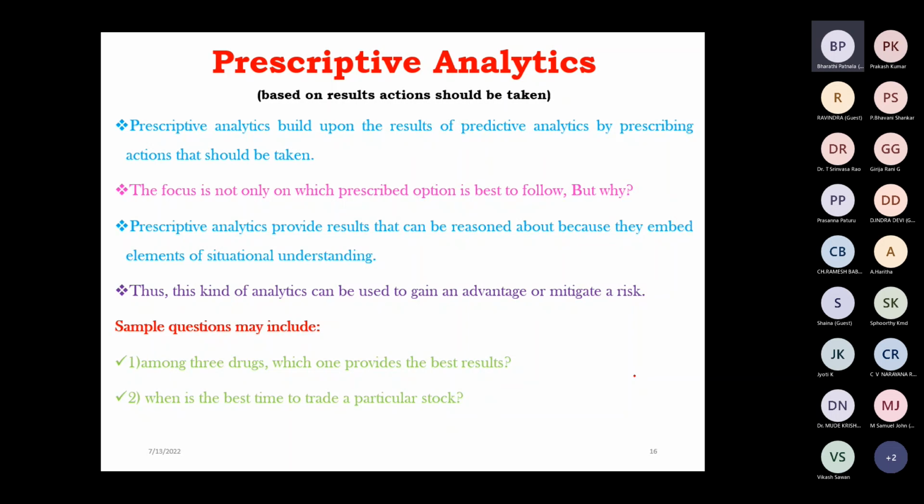Sometimes we can take a traffic application also. So the best route for home, taking into account the distance of each route, and also one person traveling from one road to another road based upon the traffic constraints. Sometimes it may take 10 minutes, sometimes it may take 15 minutes based upon the traffic. In addition to that, there may be some results to be added. Okay, so for example, when you take 3 drugs, which one provides the best results? When is the best time to trade a particular stock? Sometimes we can't say exactly. So that's why I'm saying this kind of analytics can be used to gain an advantage. Sometimes it may be a risk. Okay, we can't identify properly.